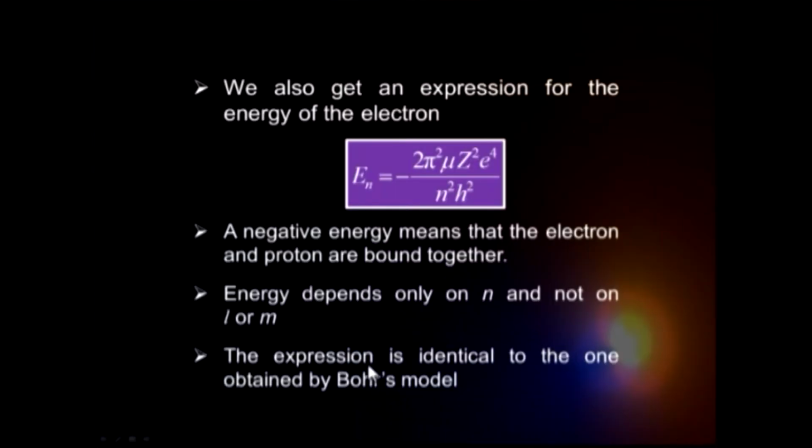And thirdly, this expression is exactly the same as what we got in the case of Bohr's model. So it's very interesting to note that what Bohr gave was a semi-quantum model, and what we are getting here from wave mechanics is an expression identical to that, which amounts to saying that the results of the hydrogen atom spectrum, which are explained fairly well by Bohr's model, are explained equally well by our Schrodinger wave equation. So that is a very significant thing.